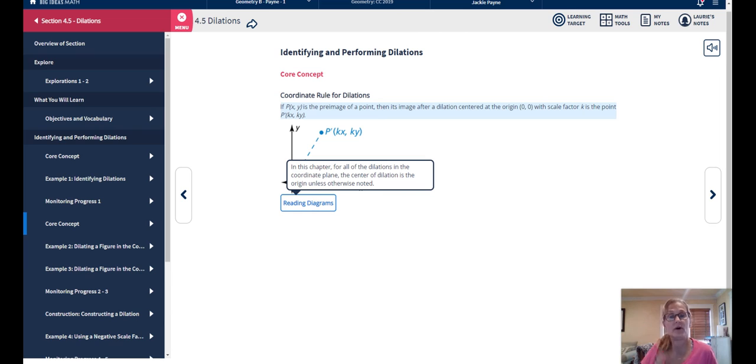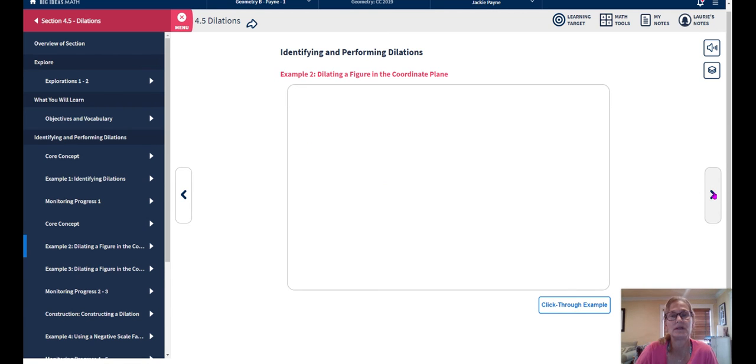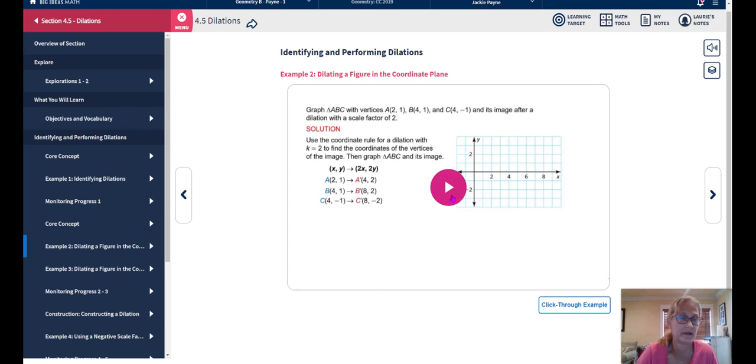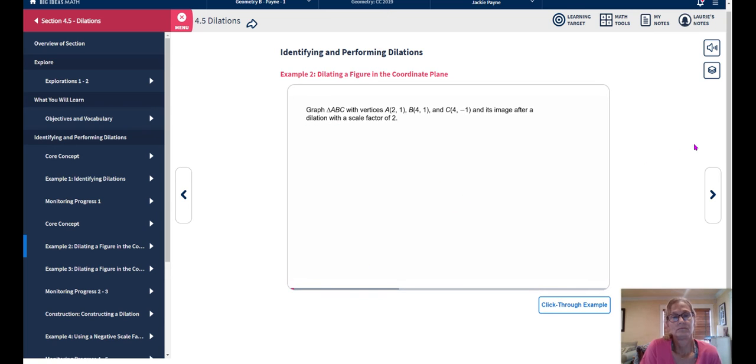If you want to read a diagram for all the dilations in the coordinate plane, the center of dilation is the origin. So C is always (0, 0), unless it's otherwise noted, but we'll usually do it around (0, 0). So here's an example where we're dilating a figure in the coordinate plane. Graph triangle ABC with vertices A (2, 1), B (4, 1), and C (4, -1), and its image after a dilation with a scale factor of 2. Solution: use the coordinate rule for a dilation with K equals 2 to find the coordinates of the vertices of the image. Then graph triangle ABC and its image.